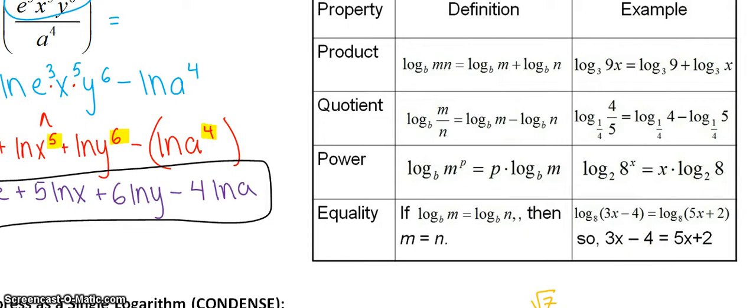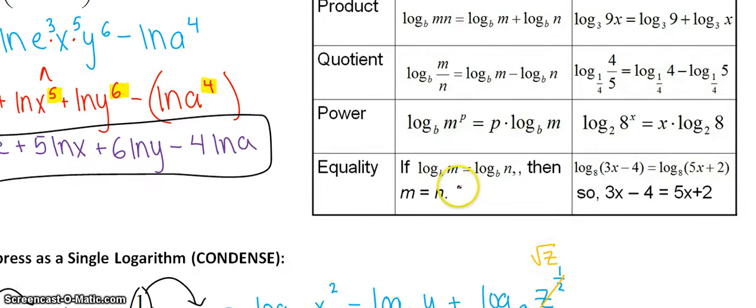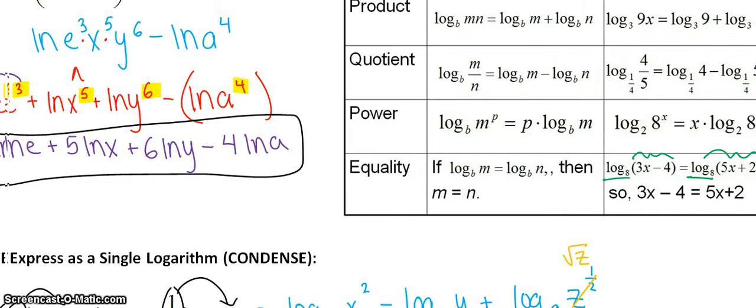Okay, the only rule I didn't talk about on this side is the equality rule. Essentially, it says if you have the same log of an argument and they're equal, then the arguments have to be equal. So like if I have log 8 of 3x minus 4 equals log 8 of 5x plus 2, if you look at this, it makes sense. So they already have the log 8 the same. So in order for these expressions over here to be the exact same thing, whatever's right here would have to be equal. And we'll look at more examples of these when we get into solving, but I thought I'd preview that now.